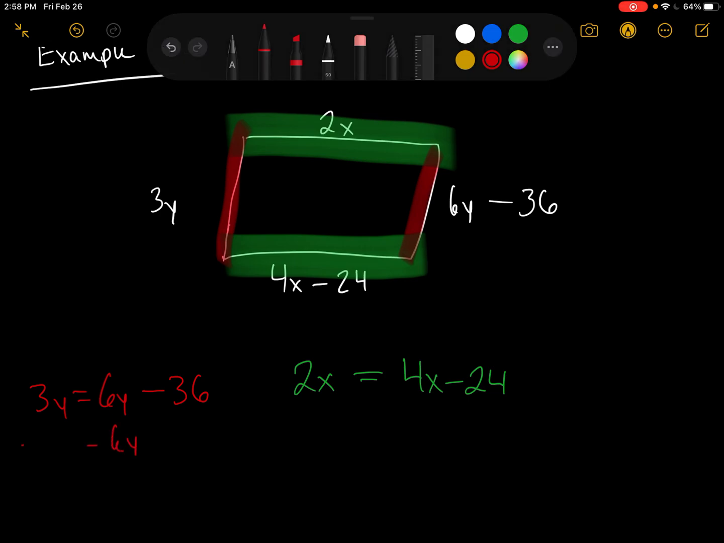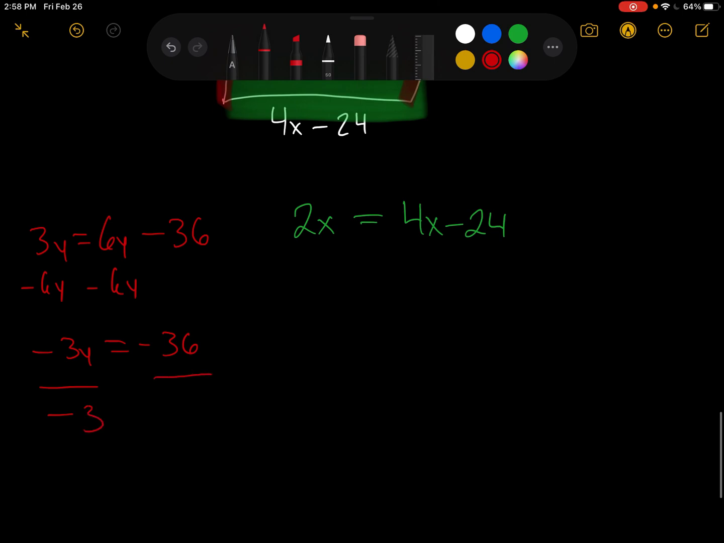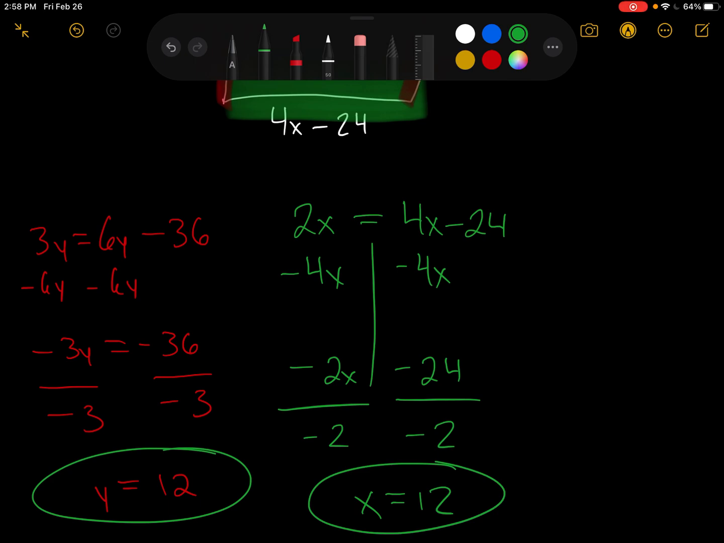So again, in this case, subtract 6y from both sides, we get minus 3y equals minus 36. Divide both sides by minus 3, and we get y equals positive 12. In this case, subtract 4x from both sides, get negative 2x equals negative 24, divide both of these sides by minus 2, and we'll get x equals positive 12. And actually both of these just happen to work out to be 12, but that is the idea when we're working through questions like that.